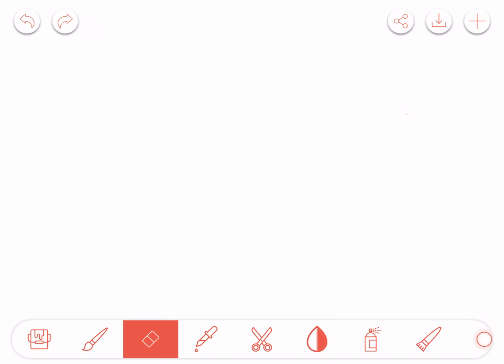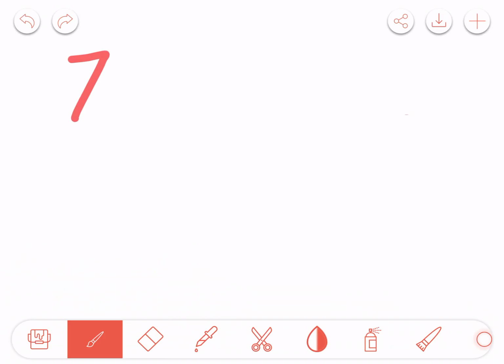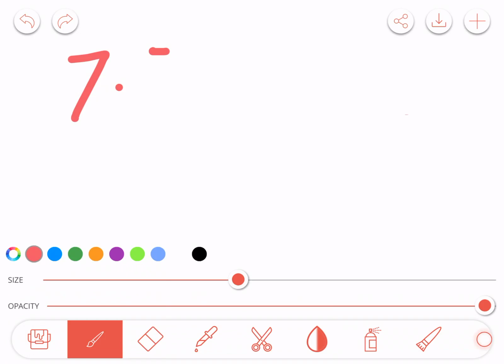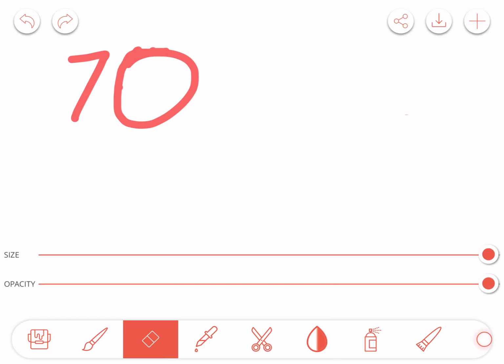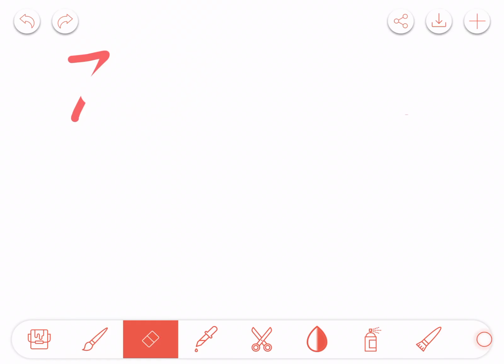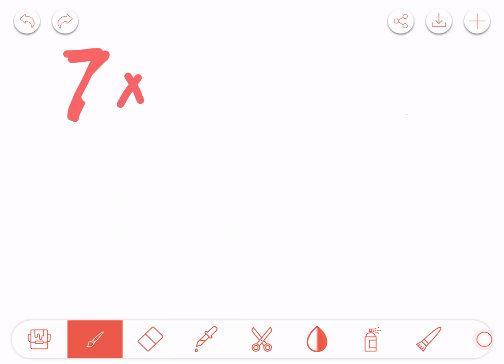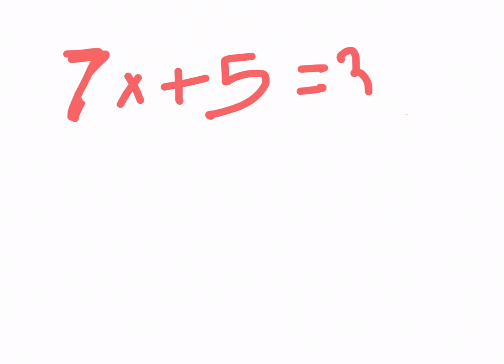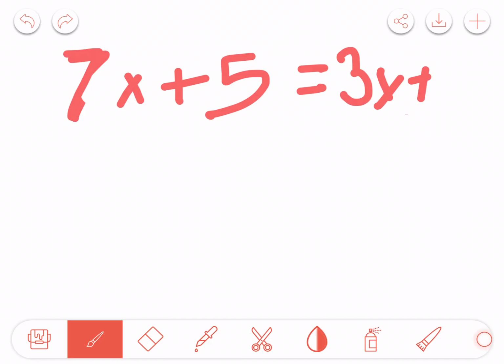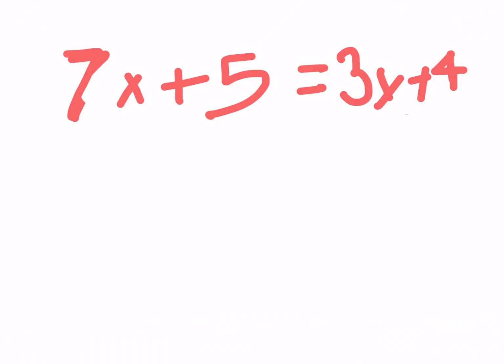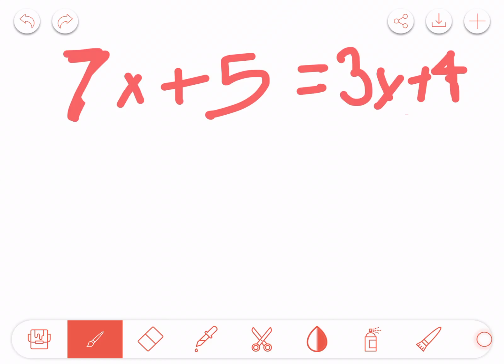Okay, so let's see. We could do, okay, what about 7? Nah, not 7. How about we do 7x instead? 7x plus 5 equals 3x plus 4. I'll be easy on you guys right now, and then we'll do decimals later.